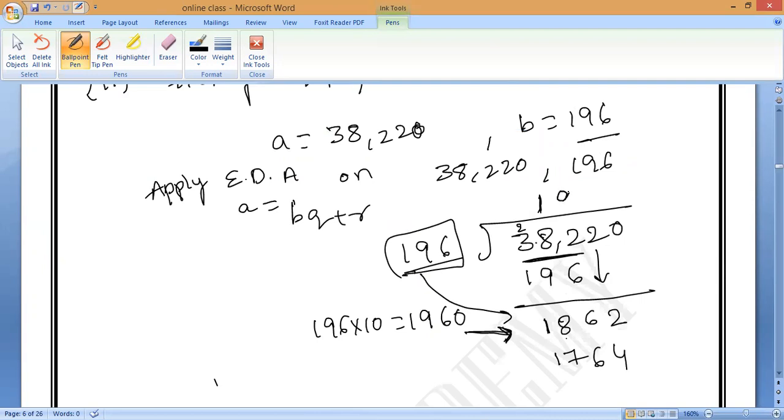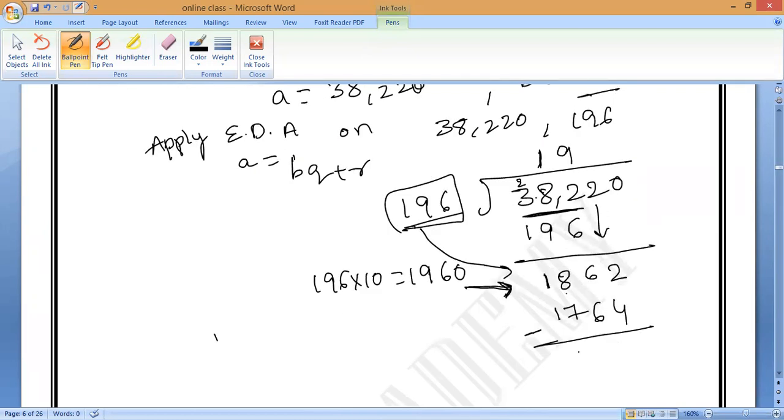9 times is 9 times. Next, subtraction. Do the subtraction: 12 minus 4 is 8. Here 5, 5 means 15. 15 minus 6.